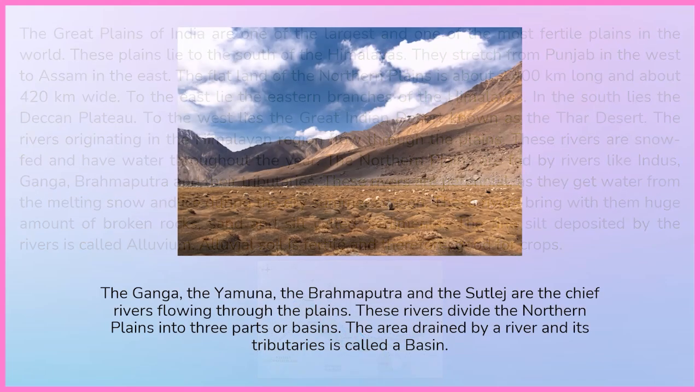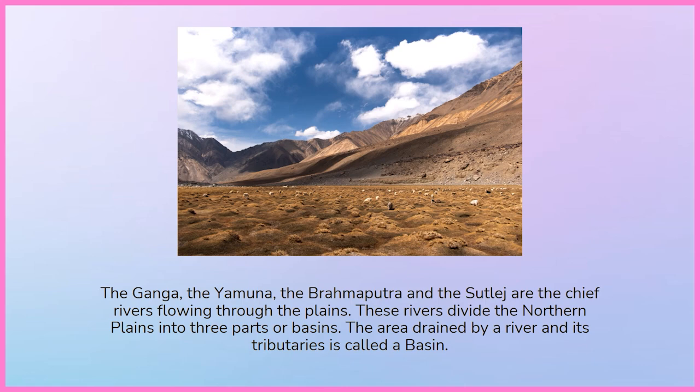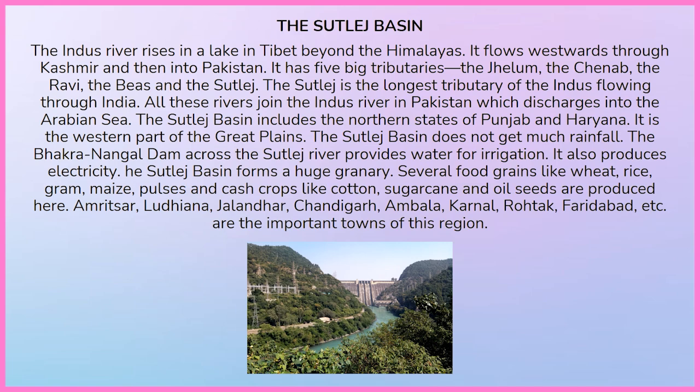The Ganga, the Yamuna, the Brahmaputra and the Sutlej are the chief rivers flowing through the plains. These rivers divide the northern plains into three parts or basins. The area drained by a river and its tributaries is called a basin. The Sutlej Basin.